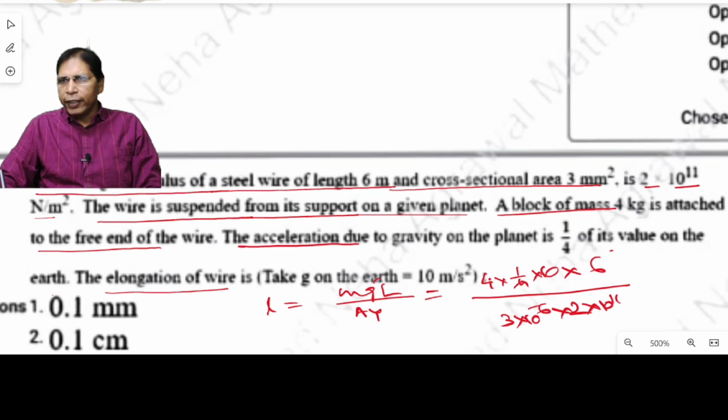Now this and this cancel out. So this is 60 divided by 6 into 10 to the power 5. So this is 10 to the power minus 4 meter, which is the elongation. Now 10 to the power minus 4 meter is 0.1 millimeter.